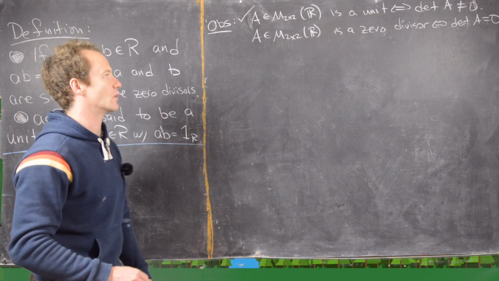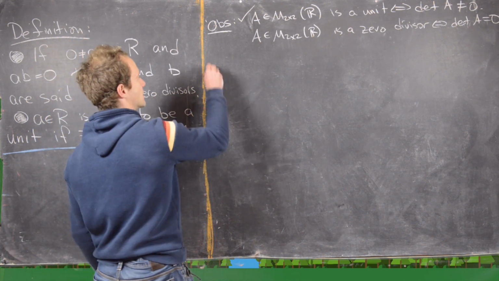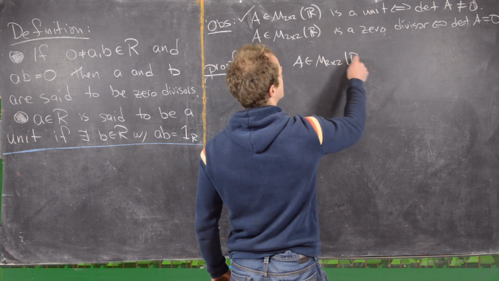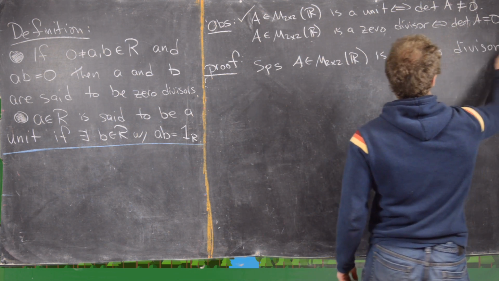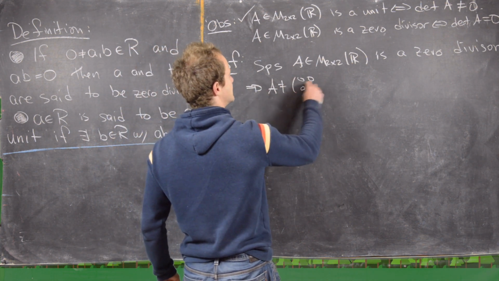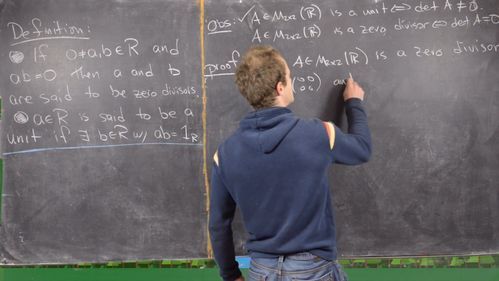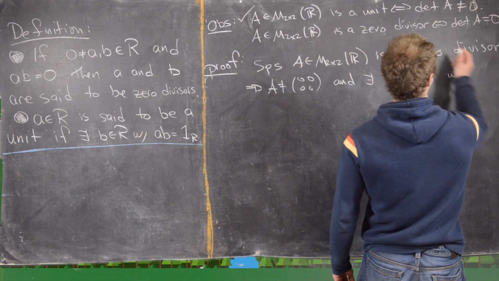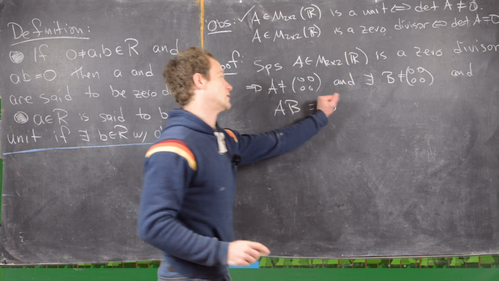We're going to focus on the second one, which says A is a zero divisor if and only if the determinant of A is equal to 0. So let's suppose that A in M2 by 2 of R is a zero divisor. Let's see what that means. That tells us, first of all, that A is not equal to the zero matrix, because being a zero divisor means you're not the zero matrix, and there exists a B which is also not equal to the zero matrix, and A times B equals the zero matrix.